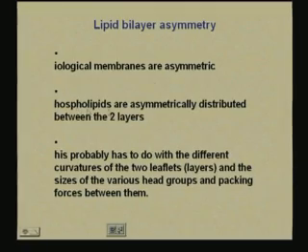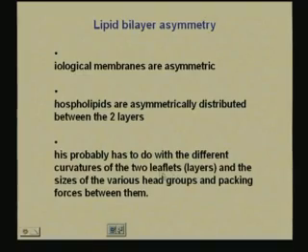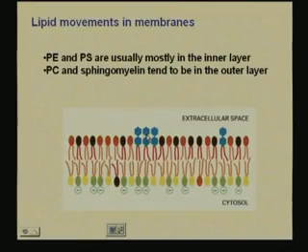The phospholipids are asymmetrically distributed between the two layers, and this is due to the curvature of the two leaflets or the two layers. And how can we bring that about? By changing the type of fatty acid, changing the type of polar head group. That is the way we can bring about a change in the curvature of the two layers, by changing the size, changing the packing. How do we change the packing? By changing the fatty acid. Okay. So, this is what we can do.